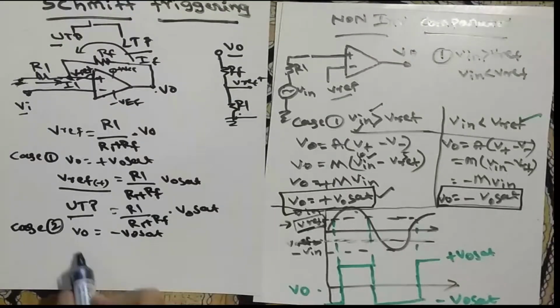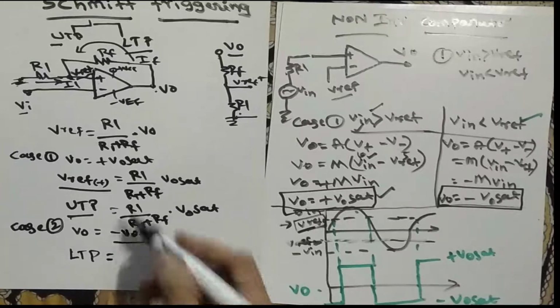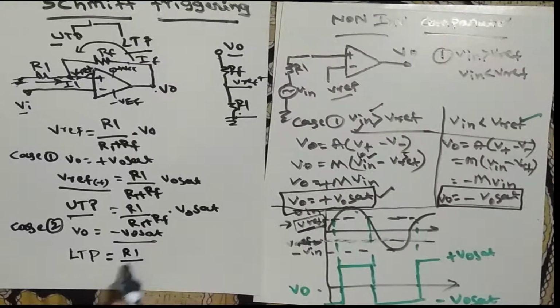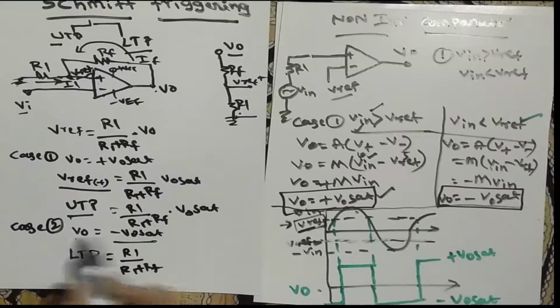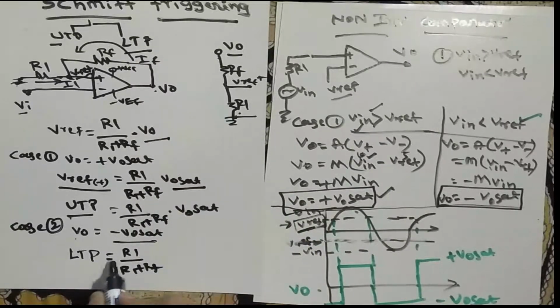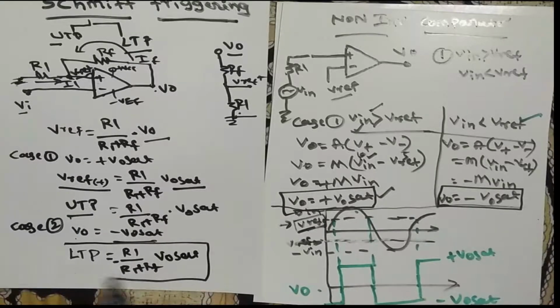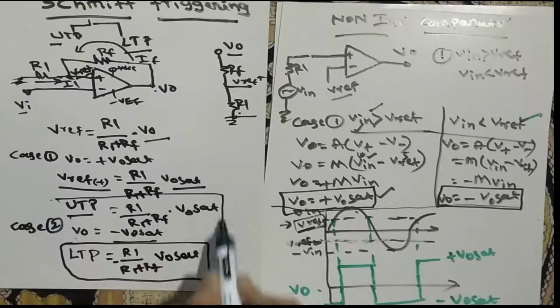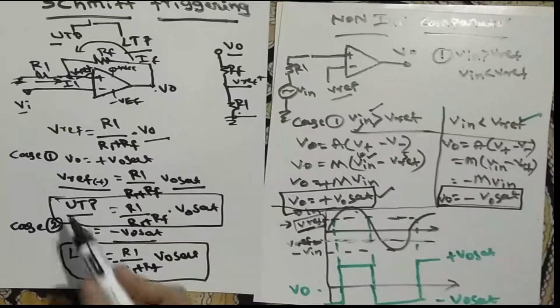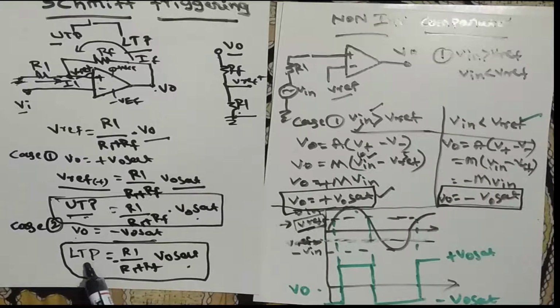Here I will take directly LTP, because when the output is negative V saturation, we are getting another V reference. So LTP is equal to the same equation we got, R1 divided by R1 plus RF, the thing is V0 becomes negative here, so minus V0 saturation. These are the very simple equations you get for UTP and LTP. UTP and LTP are nothing but the V reference: when positive V0 saturation, whatever V reference you get, we call UTP. When negative V0 saturation, whatever V reference you get is called LTP.